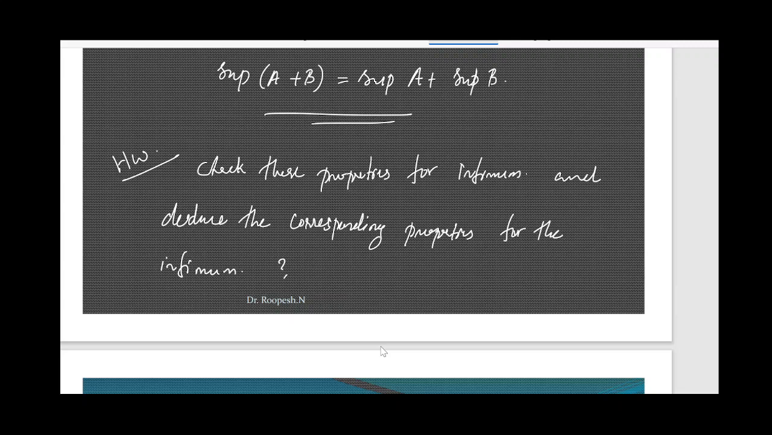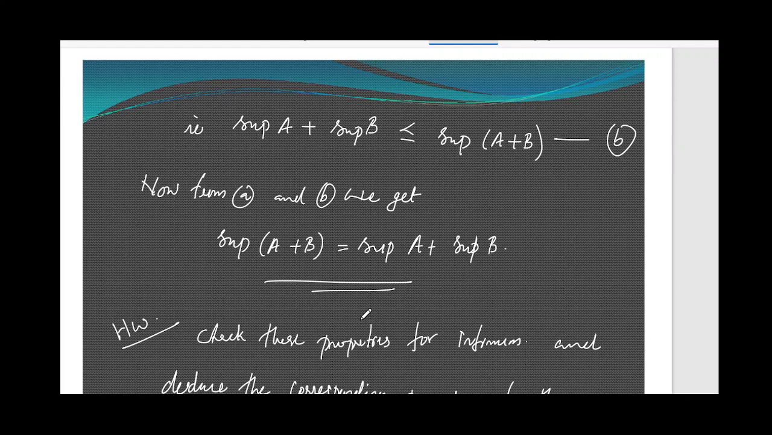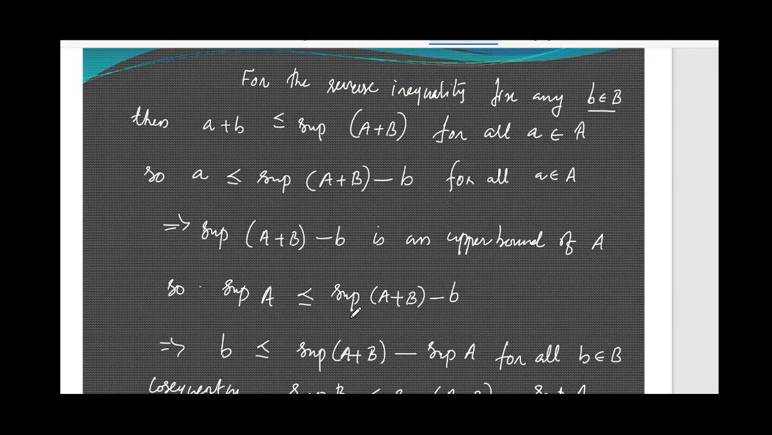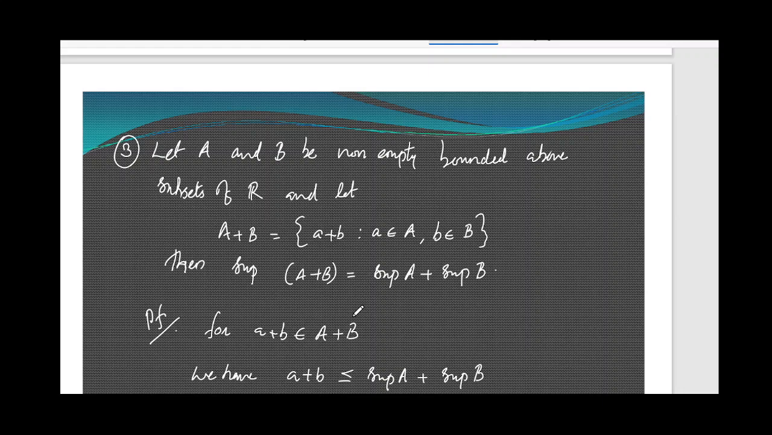resultant property of infimum? So with this, I'm winding up today's class here. Today we have discussed the three properties of supremum. First property was supremum of a plus some set S is equal to a plus supremum of S. Second one, if a is less than or equal to b for every a belongs to A and b belongs to B, then supremum of set A is less than or equal to supremum of set B. And third property, supremum of A plus B is equal to supremum of A plus supremum of B.